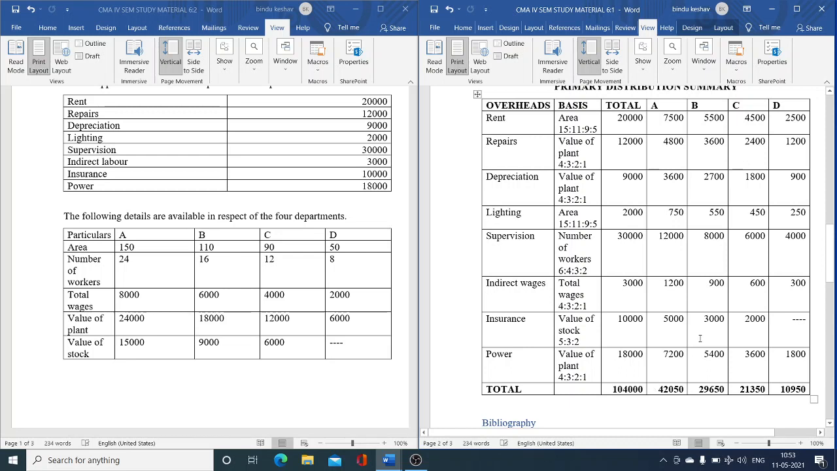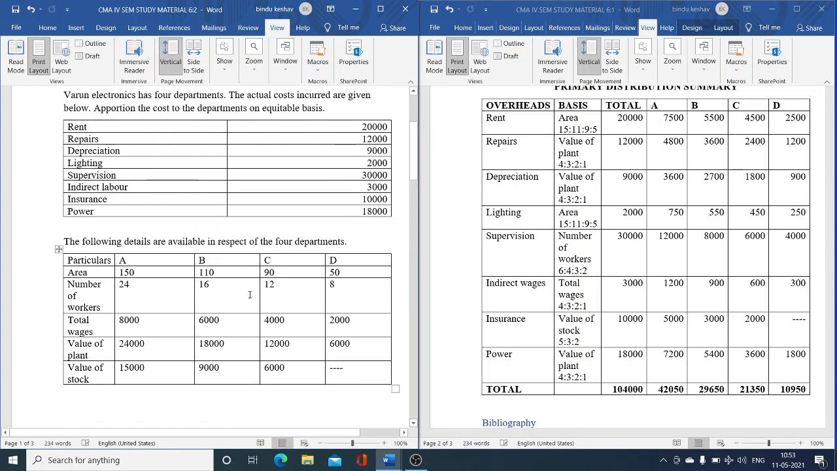And in this way, we have distributed all the overheads to the various departments. Here we do not have information about the direct wages and direct materials. If that information is available, then the direct wages and direct materials should be apportioned only to the service department. Such information is not available here.